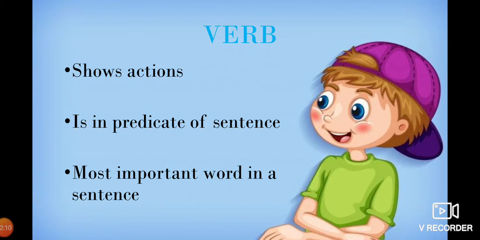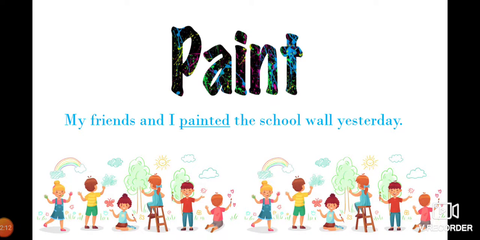Let's continue with this example. Paint. This is an action. In the picture we have different children, and they are painting with different tools. For example, the girl is painting with her hands. The boy is painting with the brush, etc. And we have a sentence here as an example: My friend and I painted the school wall yesterday. In this case, the action is painted. This is the action developed by the children. Painted is the verb.